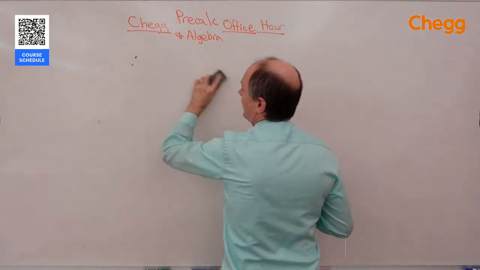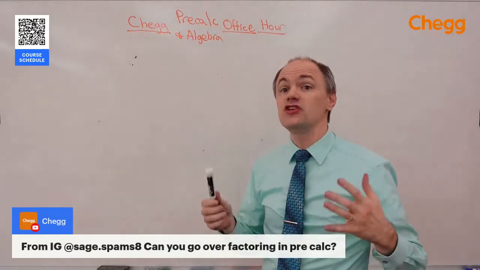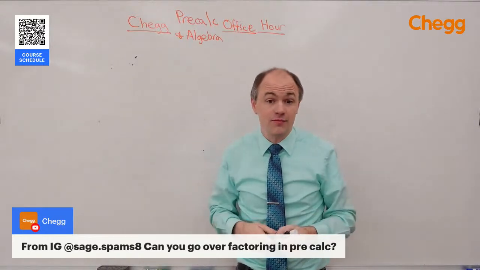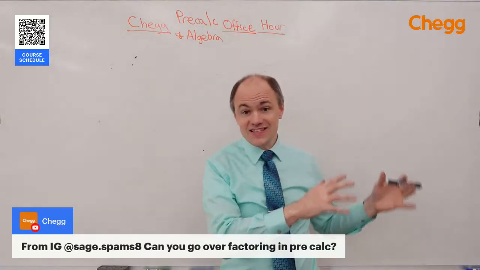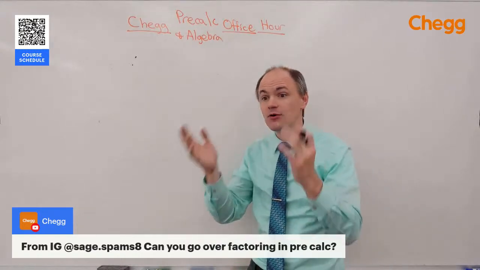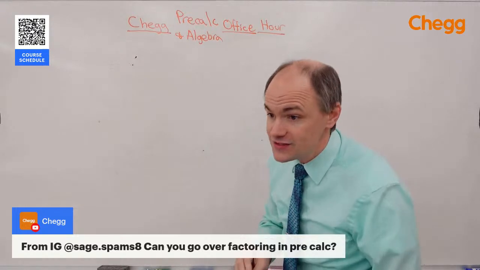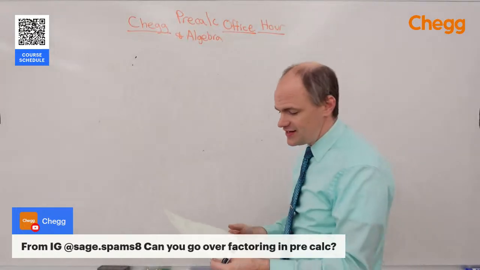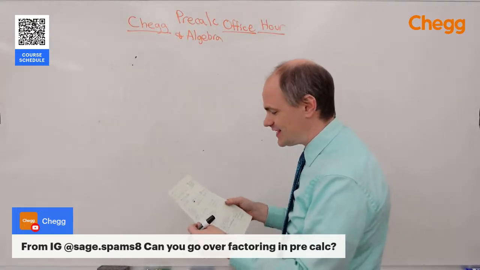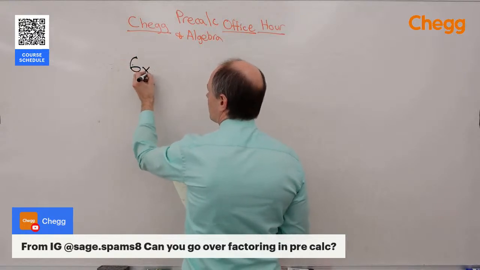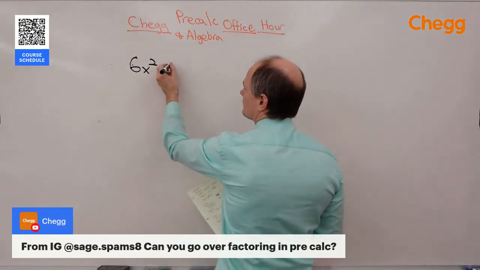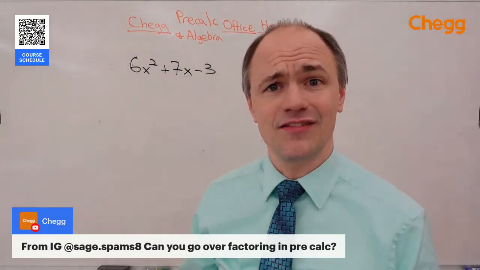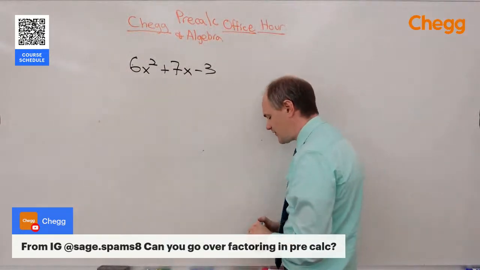There are lots of ways to factor, and I don't care which method of factoring you learn and master, as long as you learn one of these factoring methods. Some people like the box method. Some people like the AC method. Some people like the lattice method. Some people like the grouping method. My personal favorite, I call it slide and divide. Let's do 6x squared plus 7x minus 3. Did I say divide and slide? I meant slide and divide. We slide first, divide second. Let's look at how that works.